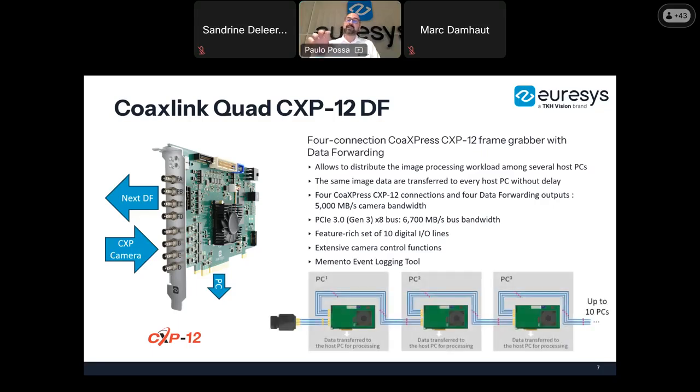This allows us to create a daisy chain topology where the same image coming from one camera is distributed to multiple PCs. The objective of this configuration is to scale up the processing power of an inspection system. And this is especially important for Quad 6x12 applications where the camera throughput can reach up to 5 gigabytes per second.